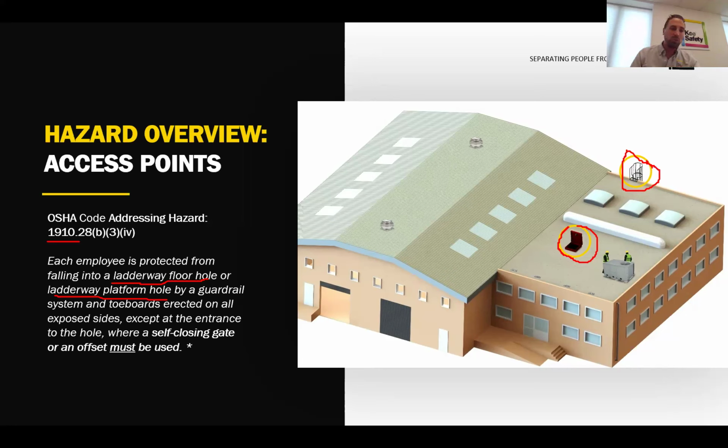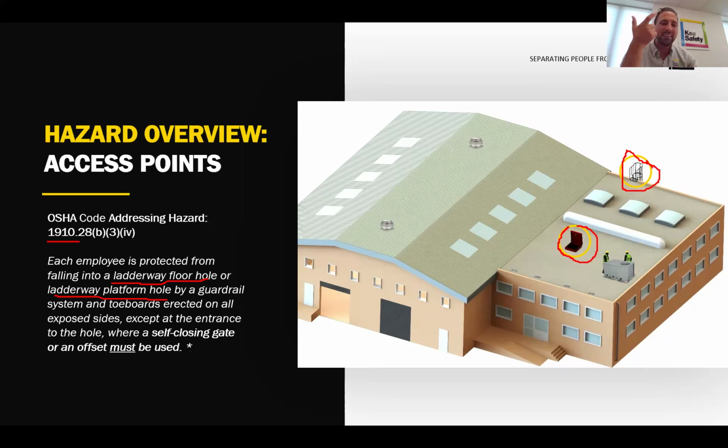But either way, any access point needs to be protected, whether it's a ladder on the side of a building, a hatch, or a man door on the side through a penthouse or something like that. It needs to be protected by guardrails on all exposed sides, except for where I'm walking through. That's where I need to have my self-closing gate. Very simple, easy to understand regulation.